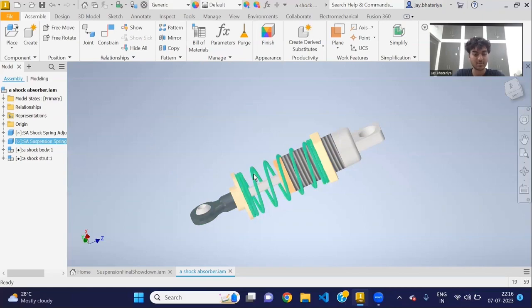The suspension spring supports the weight of the vehicle and helps absorb shocks and vibrations from the road surface. It provides the primary force required to compress and extend the shock absorber. Then comes the shock strut.